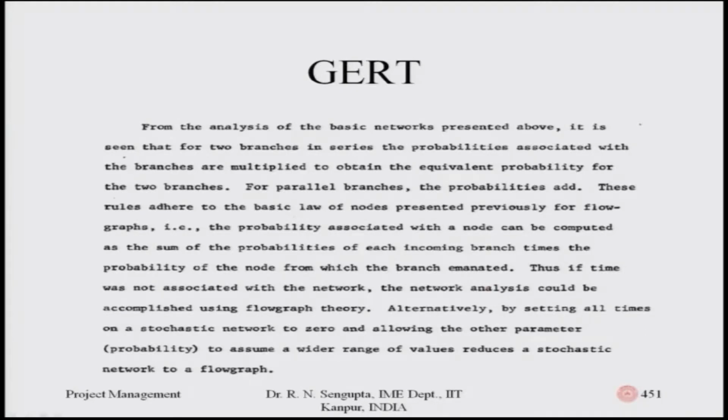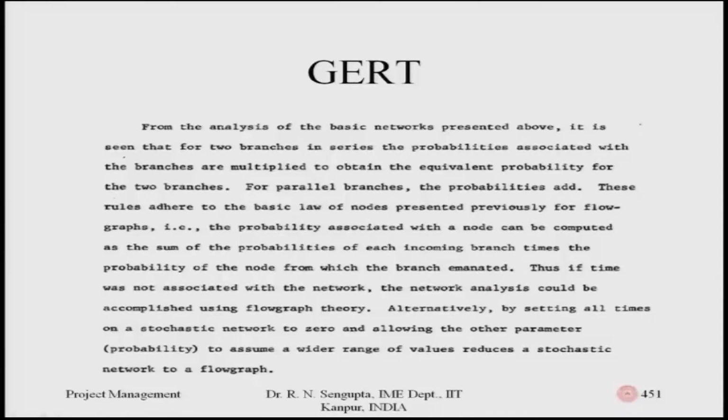So, whatever the concepts of the flow graphs are, the concepts are just being extended in this case, which means that the probability associated with a node can be computed as the sum of the probabilities of each incoming branch times the probability of the node from which the branch has emanated. So, if you see it, the multiplication and the normalization has been done in such a way that it basically adheres to the flow graph concepts.